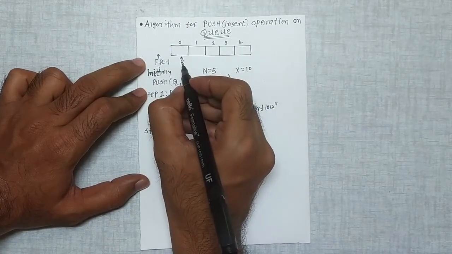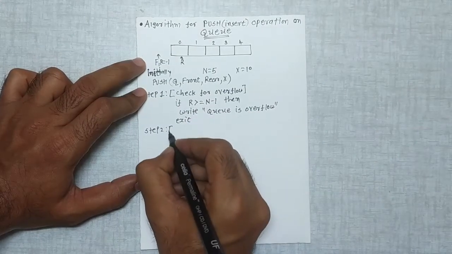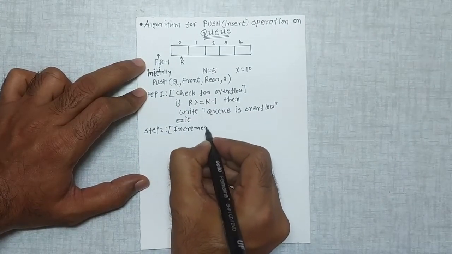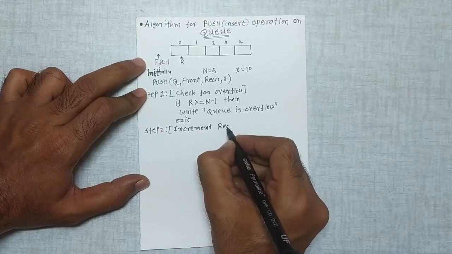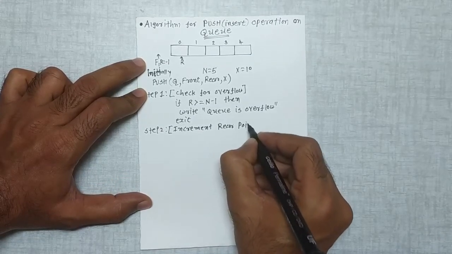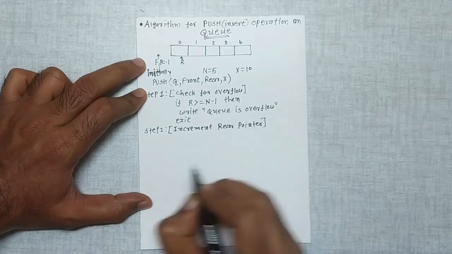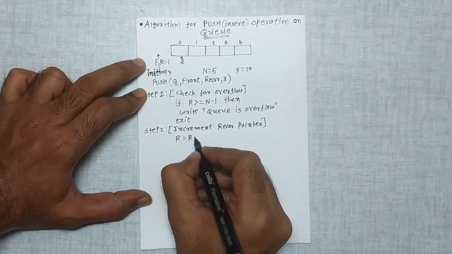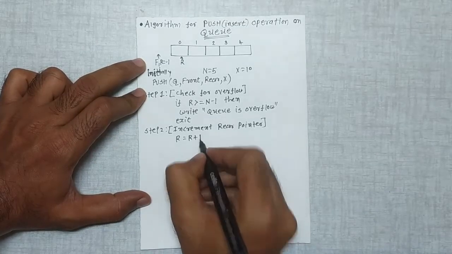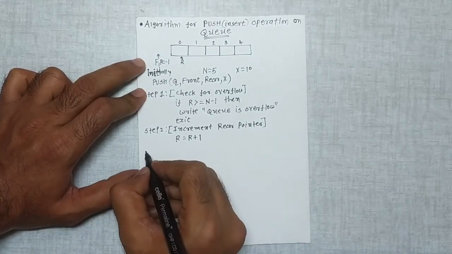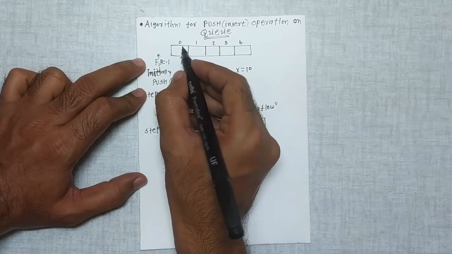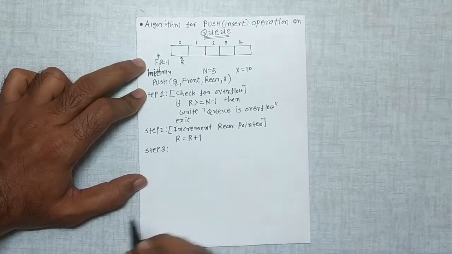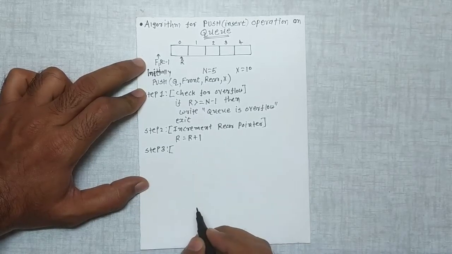For that we need to increment rear. So in step 2 I will increment the rear pointer: r is equal to r plus 1. So this is our step 2. Now r is ready to insert an element. In step 3 we will perform the insertion.